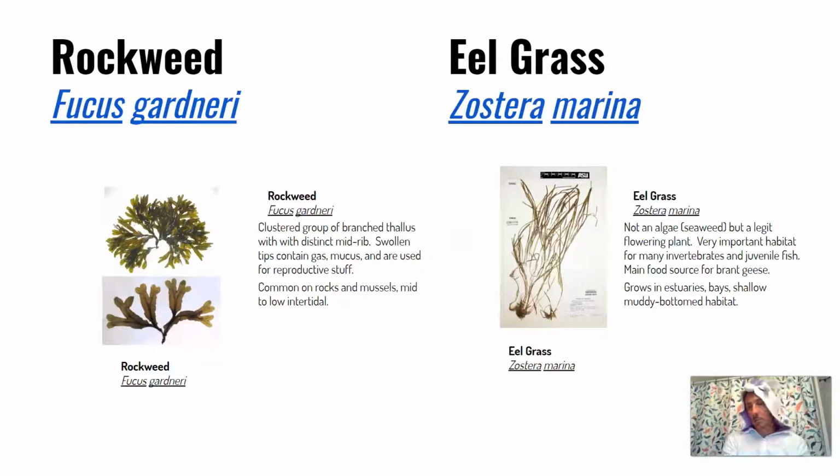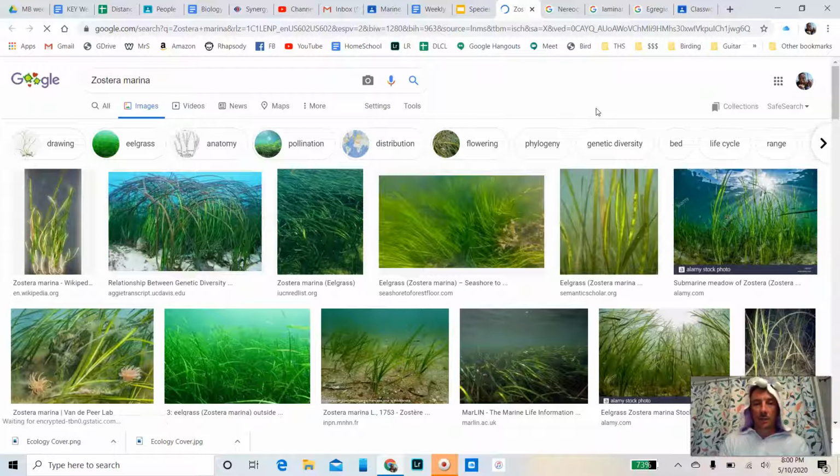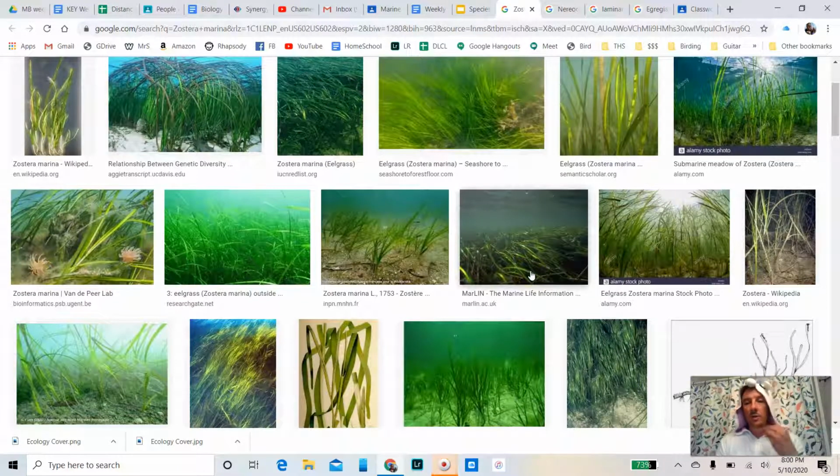And then now we're going to jump into an actual seagrass, right? So this is not a seaweed. And this is eelgrass. This grows in our bays and estuaries and forms a really important habitat. These eelgrass beds are crucial for many, many organisms that live in our bays and estuaries. And there's a whole ton of organisms that have a juvenile or larval stage inside our bays and estuaries.